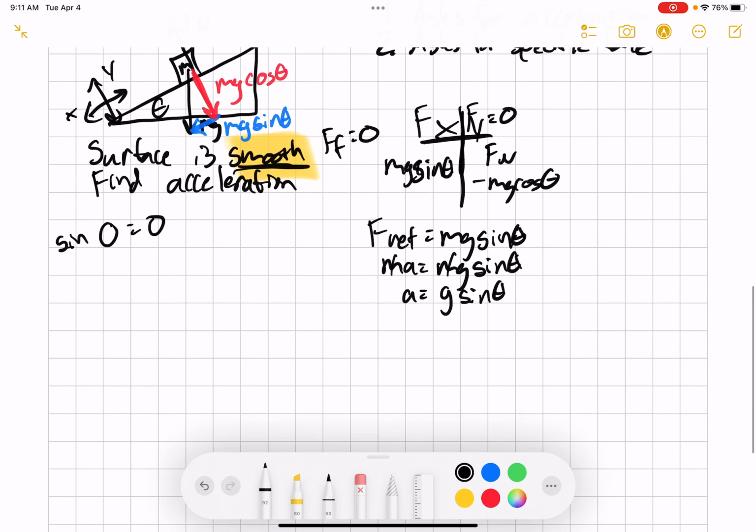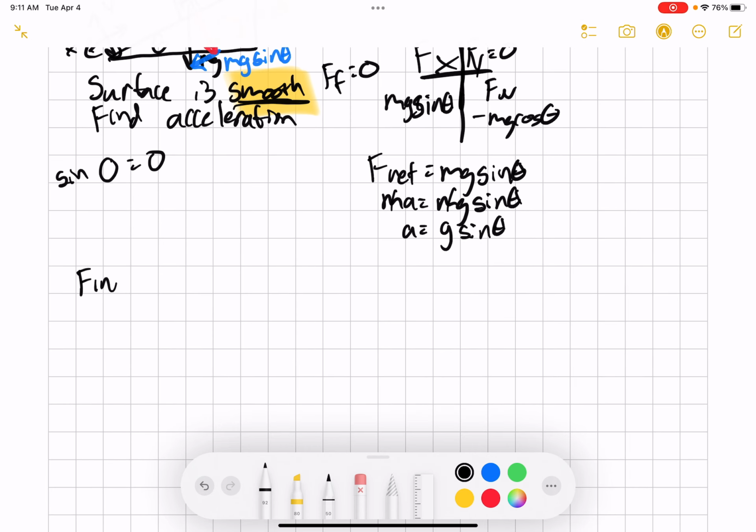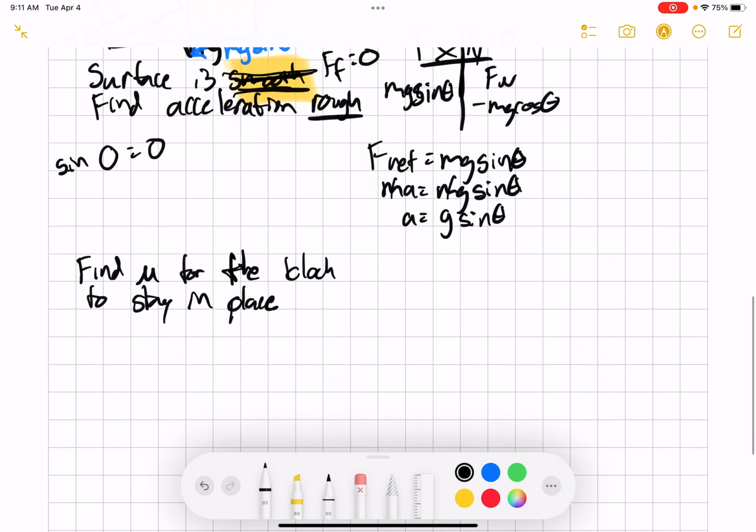So let's go ahead and try a slightly more difficult question, where it says, find mu for the block to stay in place. So if it's going to stay in place, then I must not have a smooth surface. So I've kind of changed this. I'm no longer having a smooth surface, and now it's going to be a rough surface. Remember, rough means that I do have a mu. Smooth means no mu.